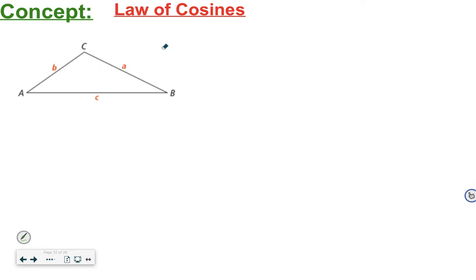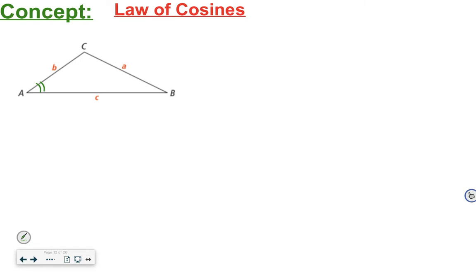Ladies and gentlemen, today we are going to learn the law of cosine. Remember, in the previous topic we learned the law of sine, and now it's time to learn the law of cosine. I'm going to write the formula of the law of cosine for each angle. First, I'm going to start with angle A.